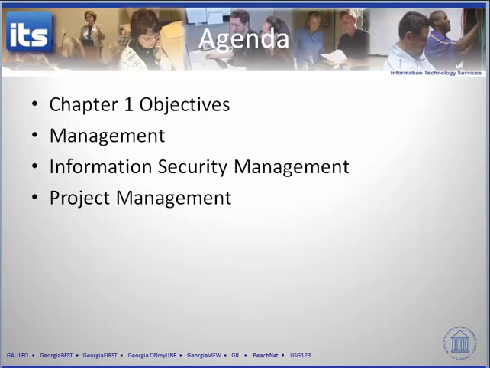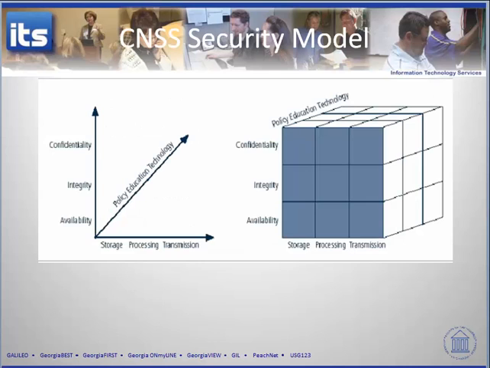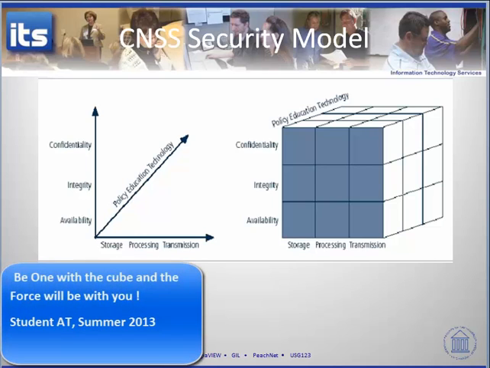And there it is. And again, just what I just talked about, Chapter 1 objectives, some management, some information security management, some project management is what we're going to do. Let's go back to our favorite diagram of all time. It is. And if you remember last lesson, I talked about confidentiality, integrity, and availability. Well, let's look at it again and talk about that storage, processing, and transmission and policy, education, technology piece of this model.